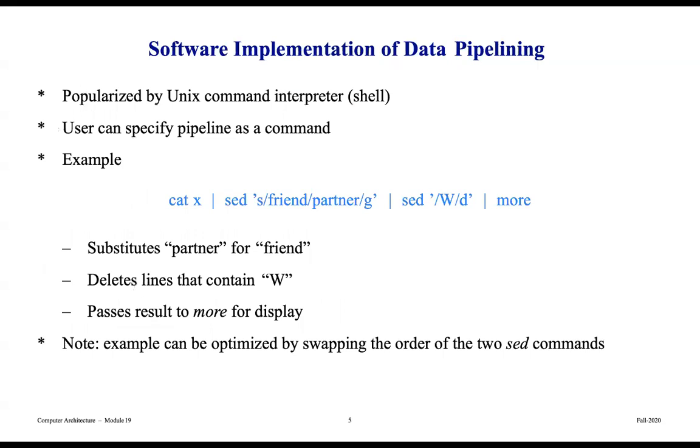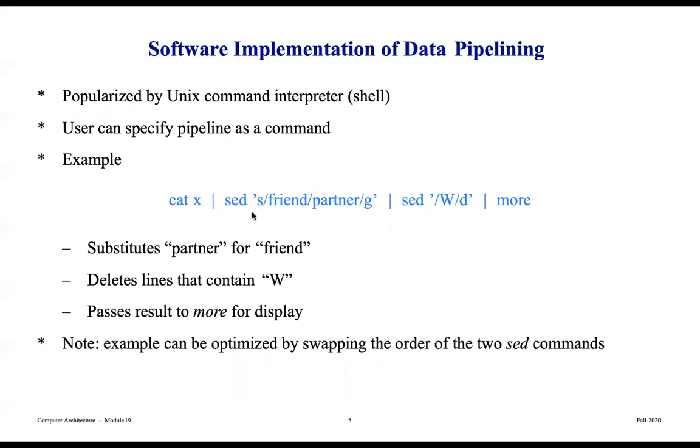In terms of the software implementation of data pipelining, this was popularized by the Unix command interpreter. If you've ever done command line programming, this is where this would come into play. The user can specify a pipe as a command. This character here is a pipe. Here's an example of aggregating 4 command line commands together, starting with cat, so you're listing everything.